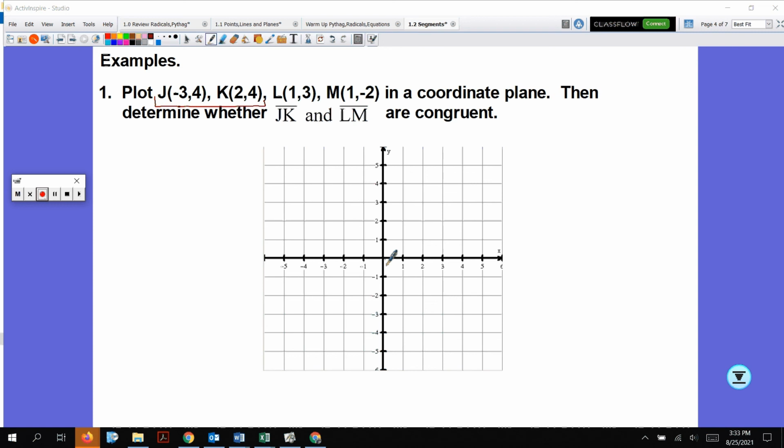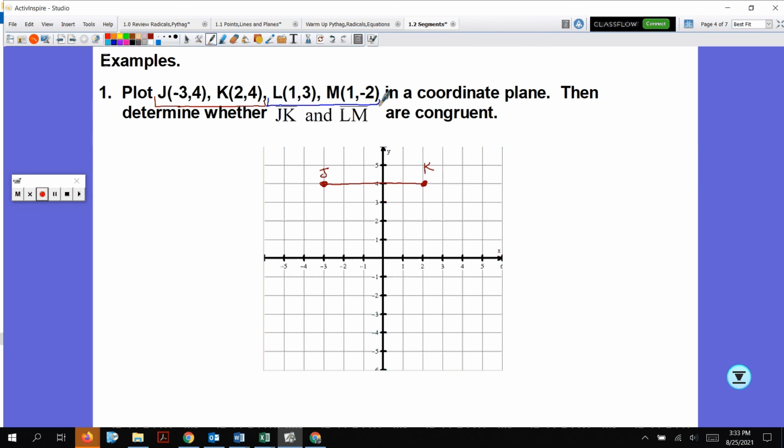We would start at the origin. We go left or right first, then we go up or down. That's how ordered pairs work, right? This is the x-axis. This is the y-axis. So negative 3, positive 4 is right here. That is point J. Then we have K, which is 2, 4. That's the 4. That's K. I'm going to connect those. Lovely.